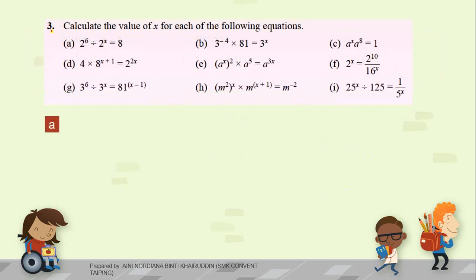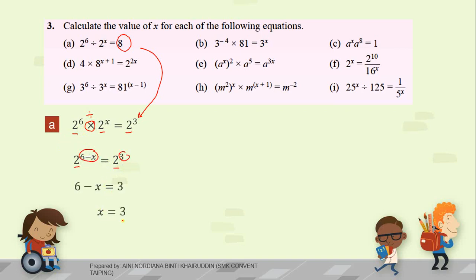So have a look at question 3. Calculate the value of x for each of the following equations. For A, 8 here change to 2 to the power of 3, so that it becomes all the same base. Sorry, typing error here, it should be divide. So 6 minus x. Since the base is equal, then the index must be equal. So 6 minus x equal to 3. So x equals 3.